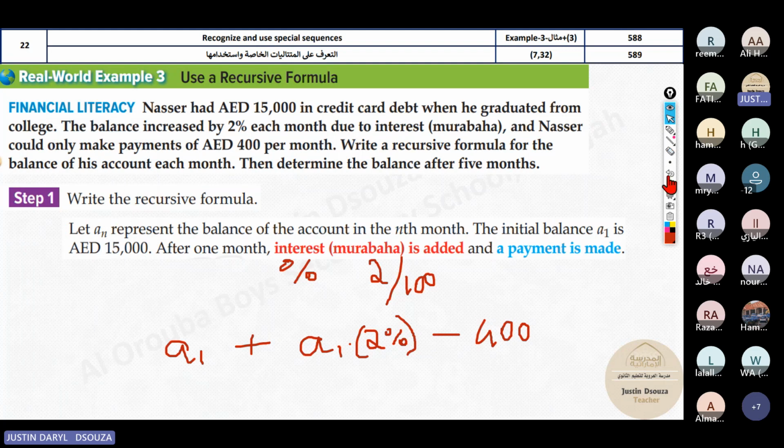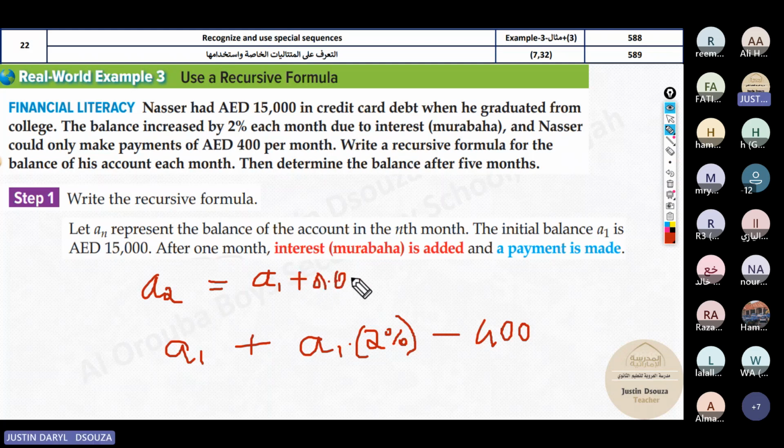Okay, now I will write this recursive formula for this. The second month, a n, sorry, yeah, a2 will be a1 plus 0.02.